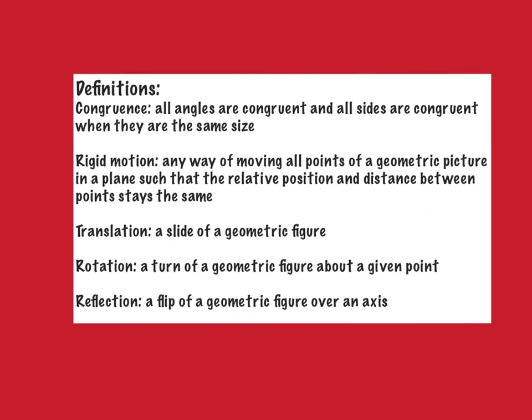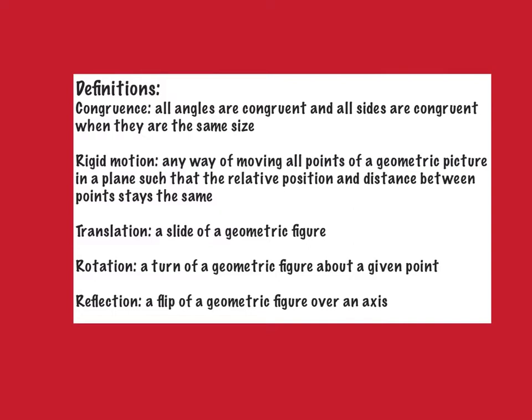We'll start off by going over our definitions. Congruence. All angles are congruent and all sides are congruent when they are the same size. So if an angle has 90 degrees and another angle has 90 degrees, these two angles have congruence.